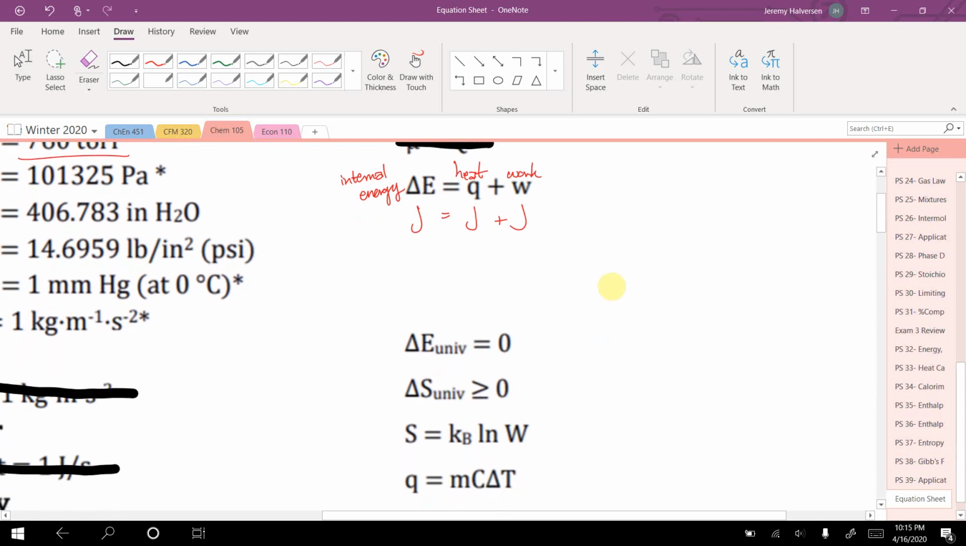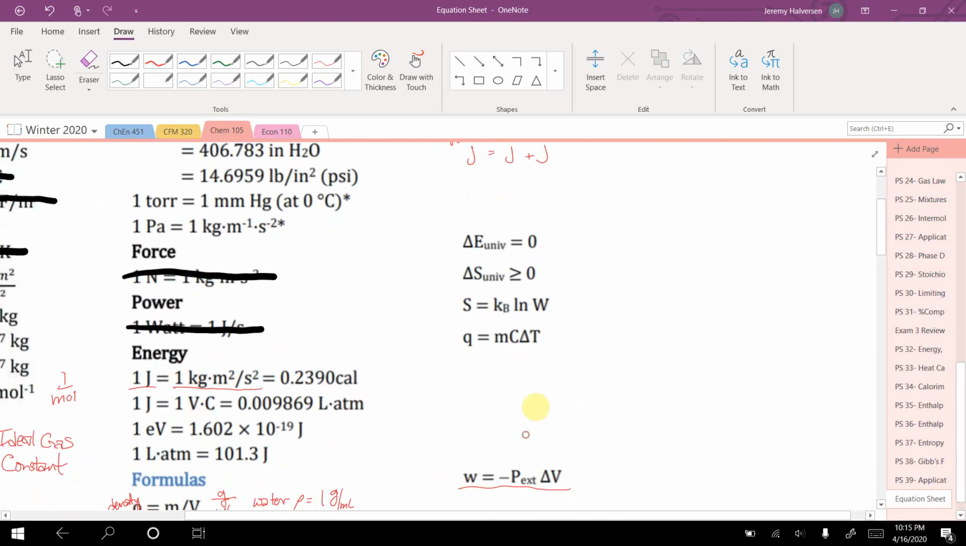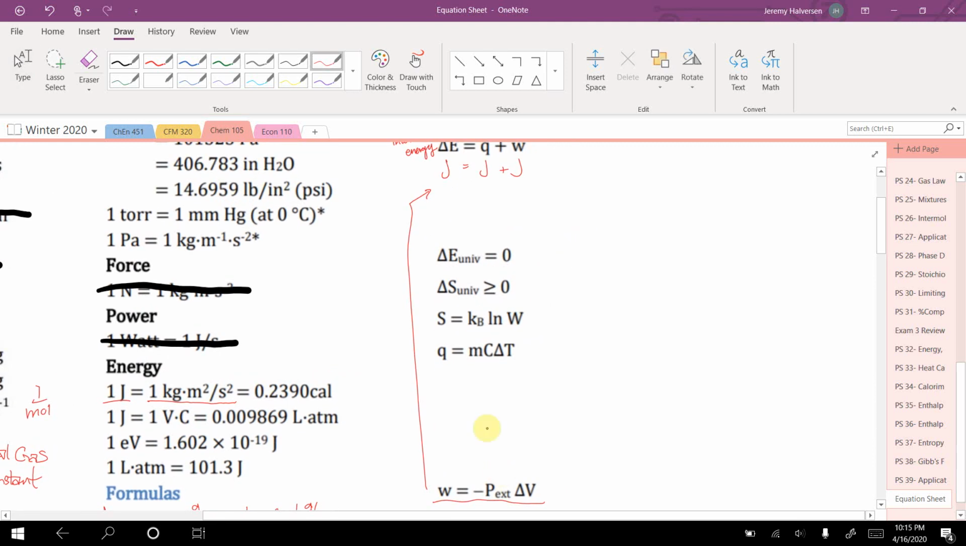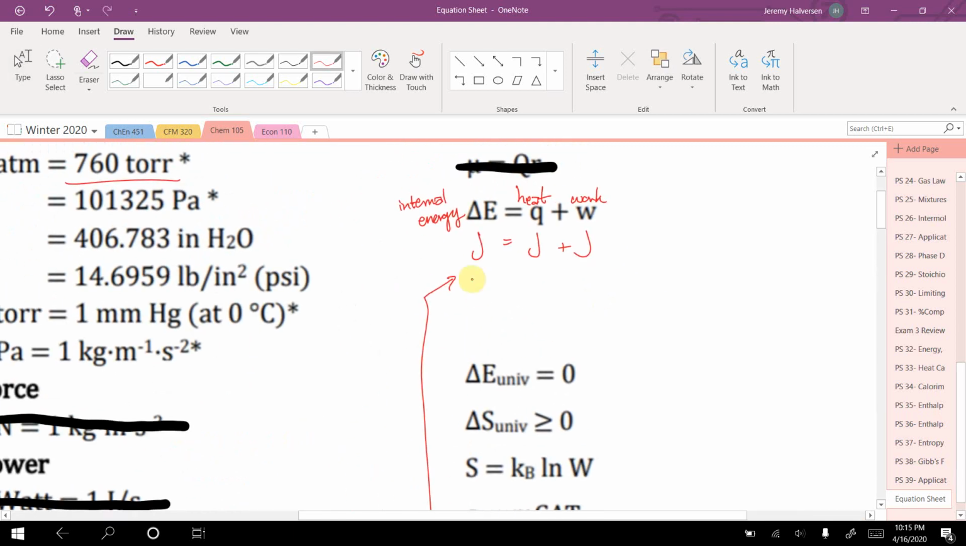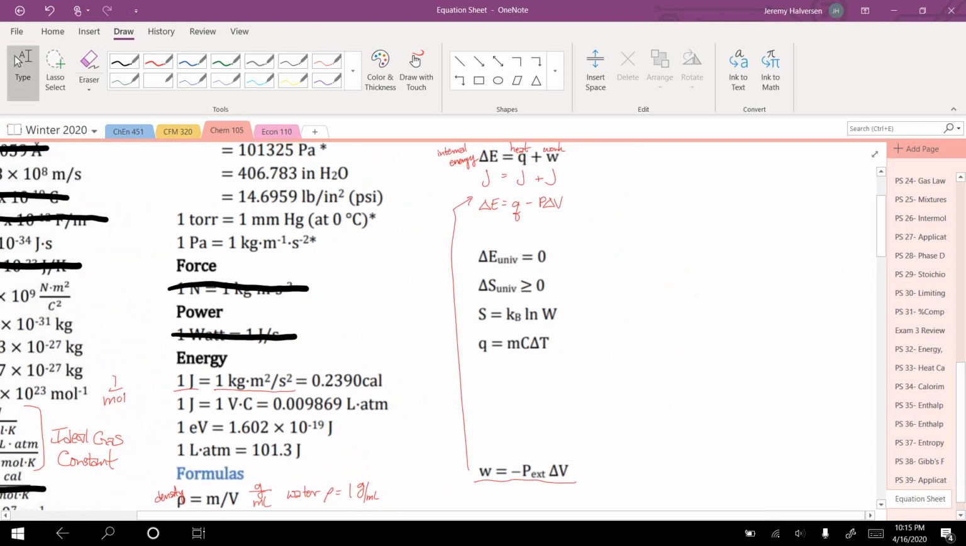Then we have, and let me reference another equation as I'm doing this. You see right here, here's our equation for work. So I'm actually going to draw an arrow to connect these two. Okay, work is negative P delta V, which means that my change in energy is going to equal Q minus P delta V. Right, because I just replaced work with its equation, negative P delta V.